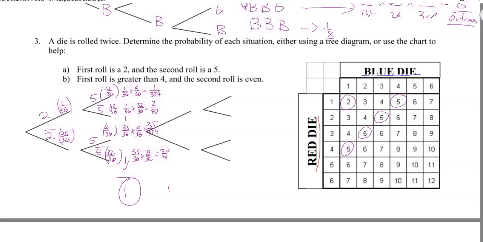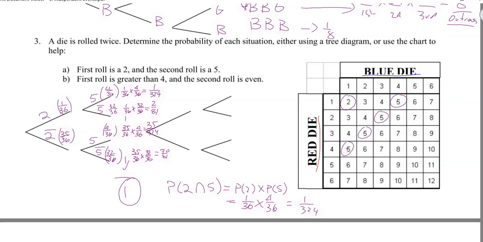So the first roll is a 2. So the probability of 2 and 5 is the probability of 2 times the probability of 5, which is 1 out of 36 times 1, 2, 3, 4. That's 4 out of 36, which is 1 out of 324. So the tree diagram, I'm not sure that really helped. I would have just used the formula.